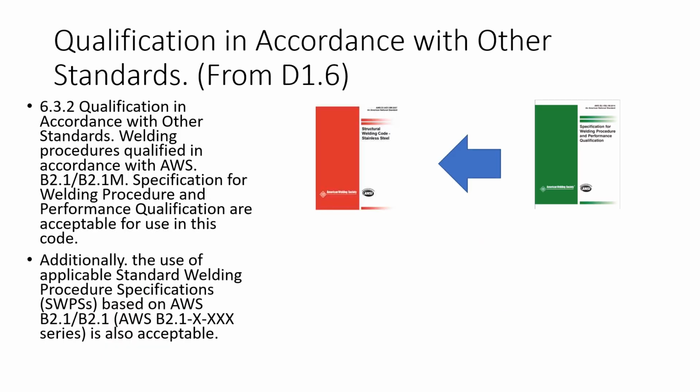So I'm going to scan through a few of those welding codes that I touched on before, and it tells us that we can use qualification from other standards. In 632 of AWS D1.6, which is a structural stainless steel welding code, qualification in accordance with other standards, welding procedures qualified in accordance with AWS B2.1 specification are acceptable for use in this code. So if we qualify our welding procedures in accordance with AWS B2.1, we can use them in AWS D1.6. That's what this is telling us.